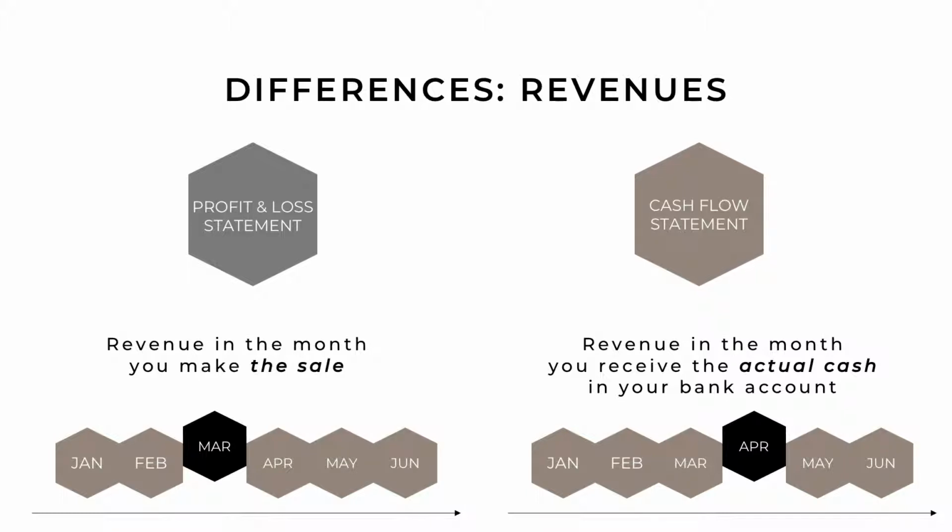Now, if you do cash sales only, for example, you sell compost and people give it straight away to you in cash, then the two statements will be identical and the cash coming in and the revenues coming in will be in the same month. But unfortunately, many customers only pay sometimes later. If you're lucky, they will pay 10 days later or 30 days later. If you're unlucky, they might take 2 months, 3 months, or sometimes even a year until they pay.